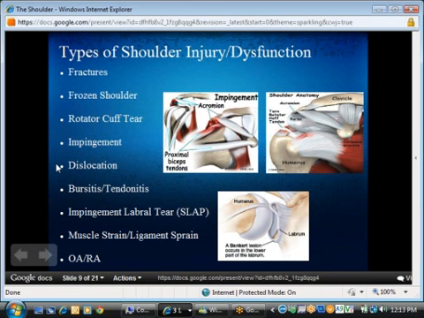Another thing, some patients after surgery are immobilized for a long period of time, or after an injury they don't move their shoulder. That increases the chance of frozen shoulder. So in our part, after surgery or injury, early range of motion movement is very crucial to prevent frozen shoulder.